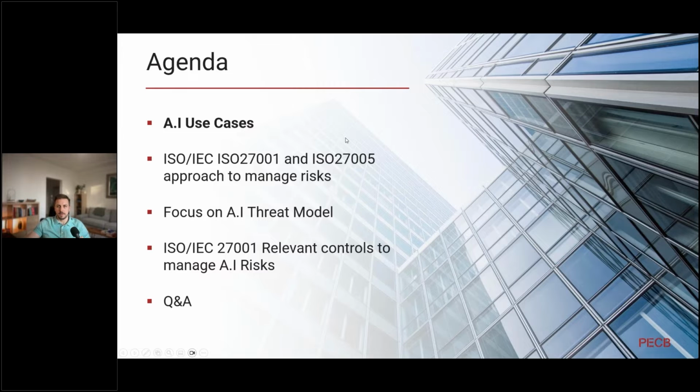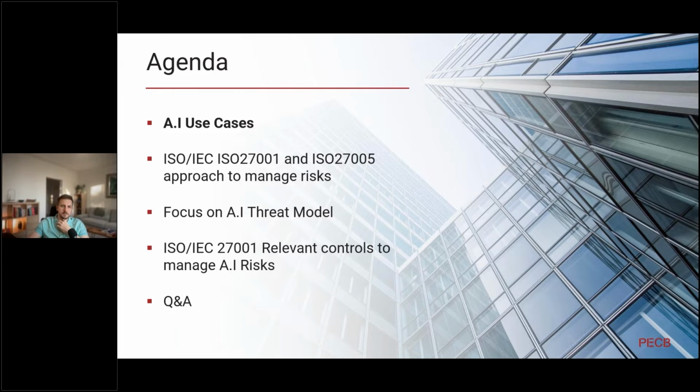So today, why are we here? We're trying to explain how the standards 27001 and 27005 can benefit to manage effectively artificial intelligence risks. While we were preparing this presentation with Mike, we found it would be very interesting to start talking about use cases. What are the practical use cases we can talk about when we talk about artificial intelligence, and then starting to point out some threats that can be specific to AI.